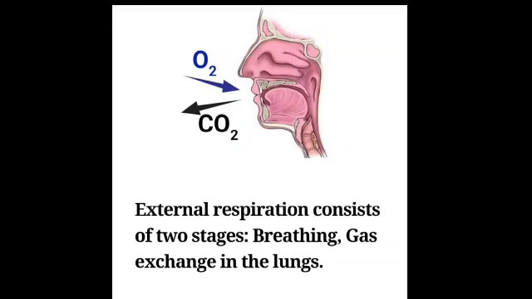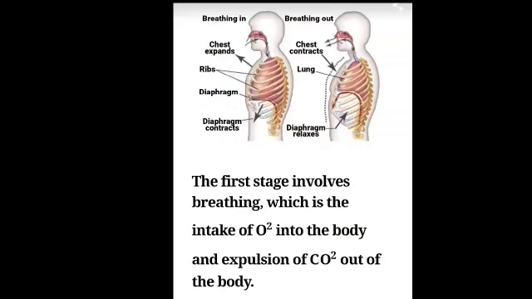And the external respiration consists of two stages. First one is breathing and second is the gas exchange that happens in the alveoli of the lungs. The first stage involves breathing, which is intake of oxygen into the body through the nasal cavity and expulsion of carbon dioxide outside the body. So the process by which we breathe in oxygen is called inhalation, and the process by which we expel carbon dioxide is called exhalation. So the process of breathing in of oxygen is called inhalation, and breathing out of carbon dioxide is called exhalation.